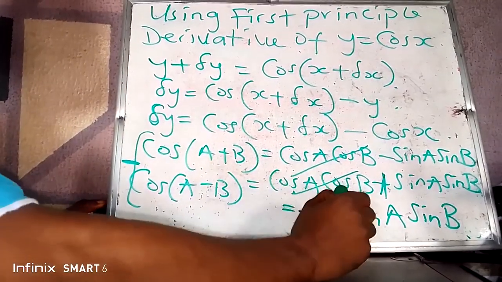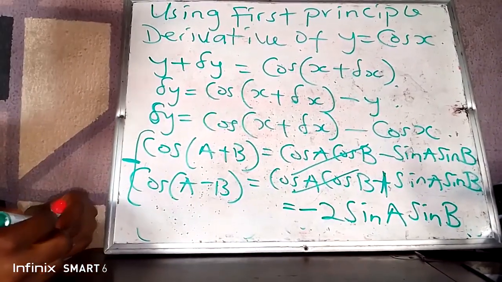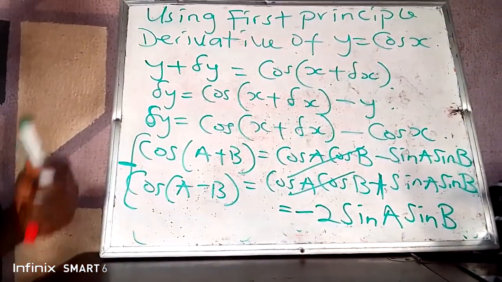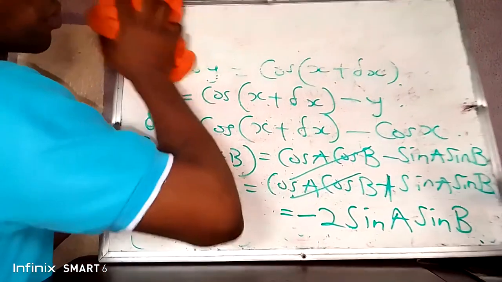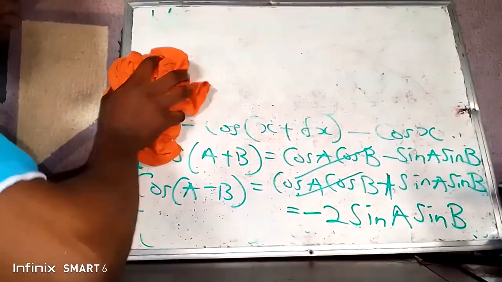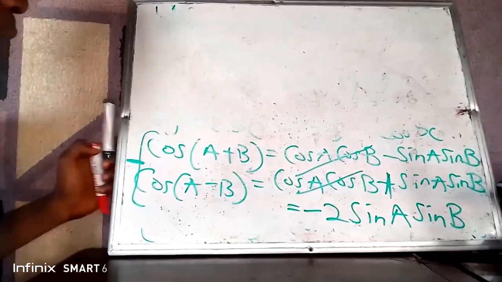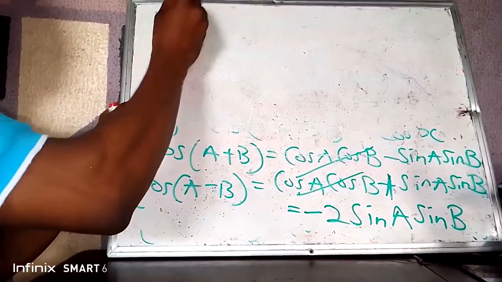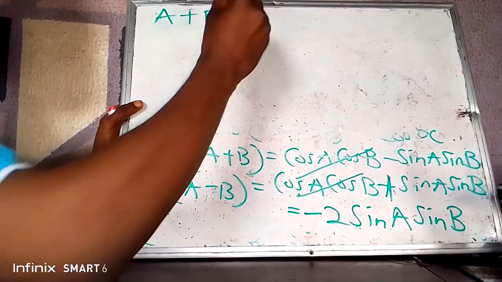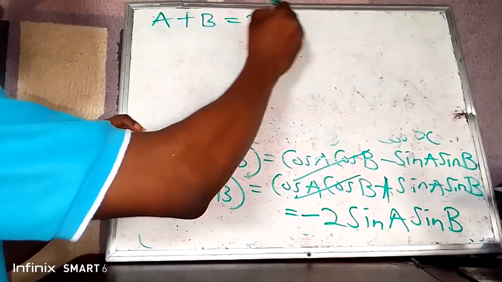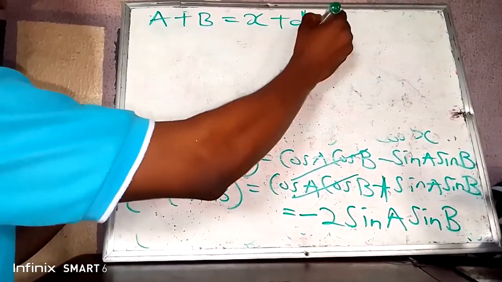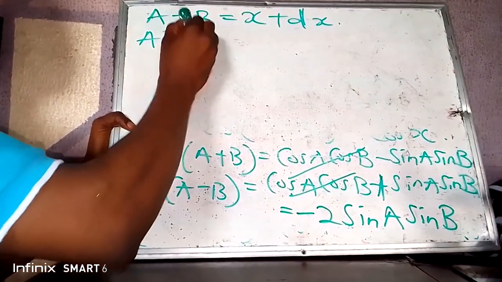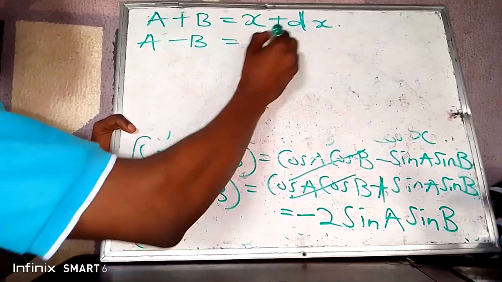So we have to notice this. The next thing is to get a value for A and a value for B. How do we get them? We know that A plus B equals x plus dx, and A minus B equals x.